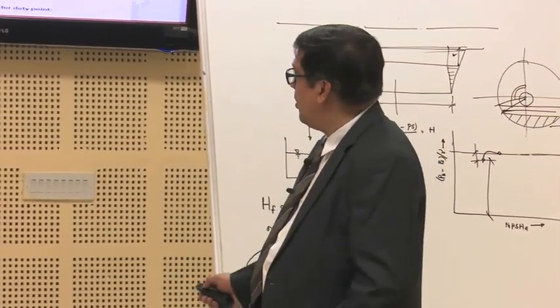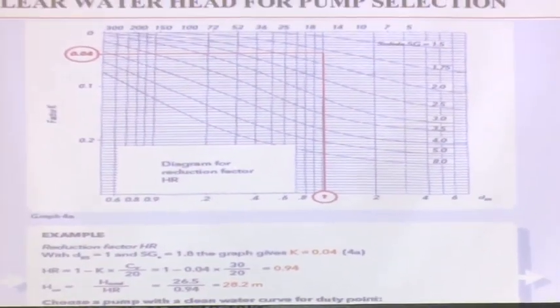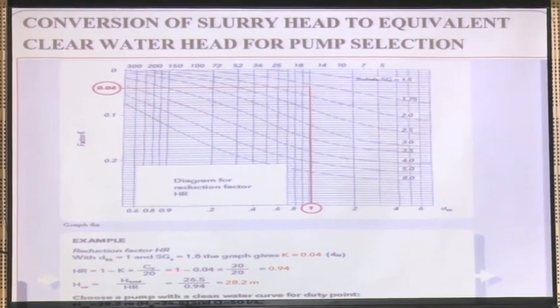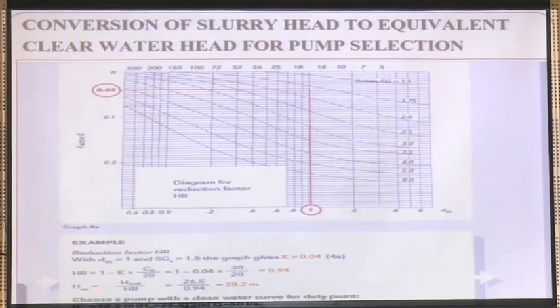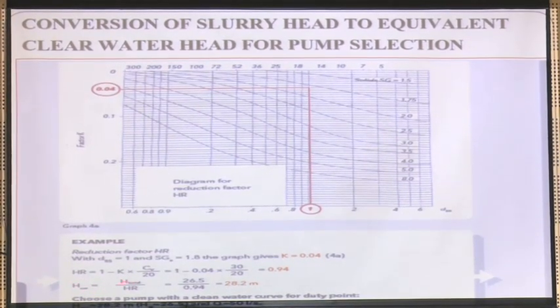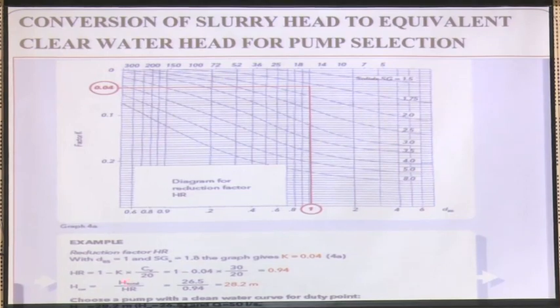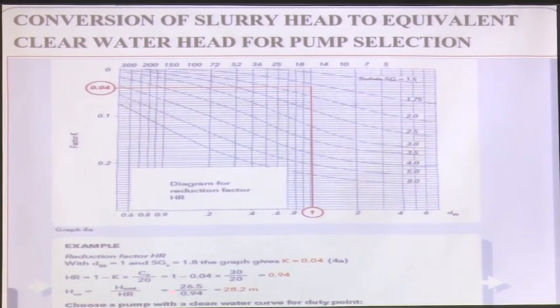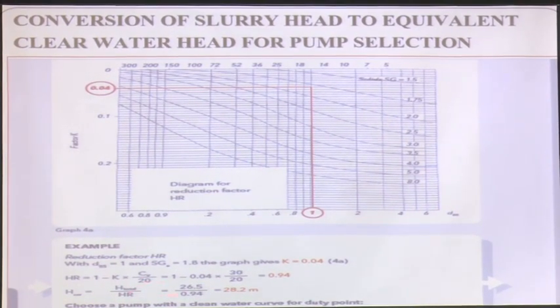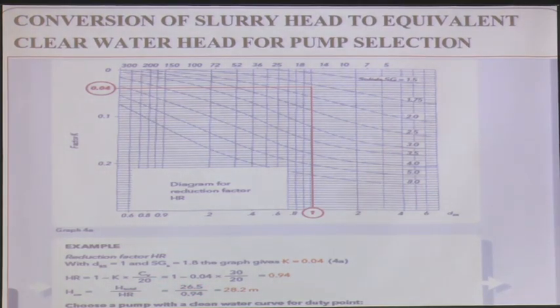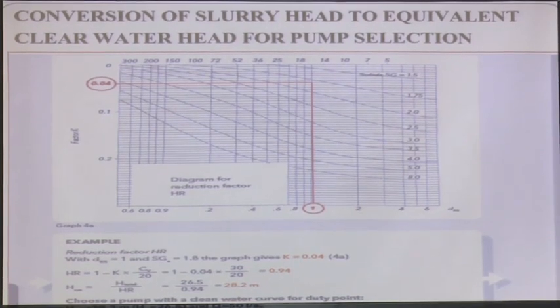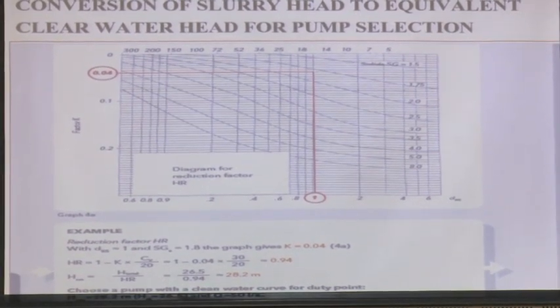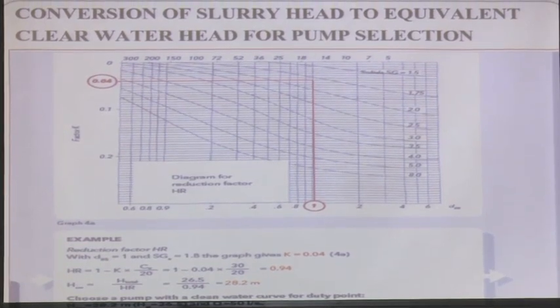Okay. So, specific gravity, and this is important. Now you can see the head ratio has become 0.94. So, H water is equal to H slurry divided by head ratio. So, the 26.5 meter slurry head is eventually equivalent to 28.2 meter of clear water head. So, this is how it is getting converted.